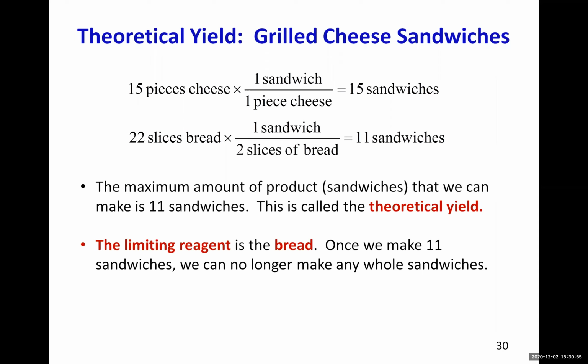And so the limiting reactant, or limiting reagent, here is the bread, because the bread will limit the amount of product you can make. Once you've made 11 sandwiches, you can no longer make any more sandwiches because you're missing bread. So that's the limiting reactant.